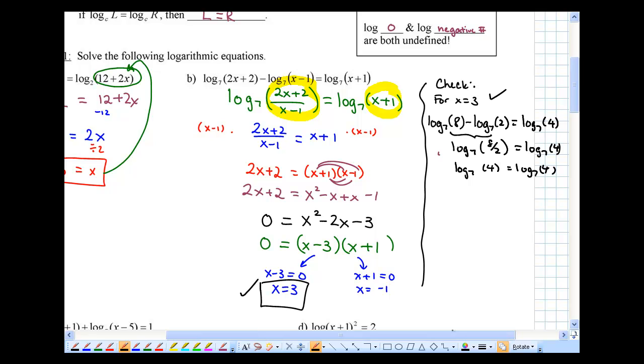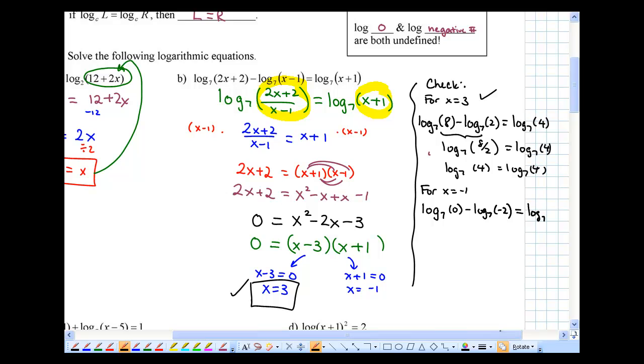Yay. How about x equals -1 though? Now this is where we have to be careful. Because if I plug -1 into that first expression up here, log base 7, 2 times -1 is -2, plus 2 is 0. Here's a problem. Now if I keep going, log base 7 of -1 minus 1, that's -2. Oh, more problems. Log base 7 of -1 plus 1, oh yeah, that's 0.